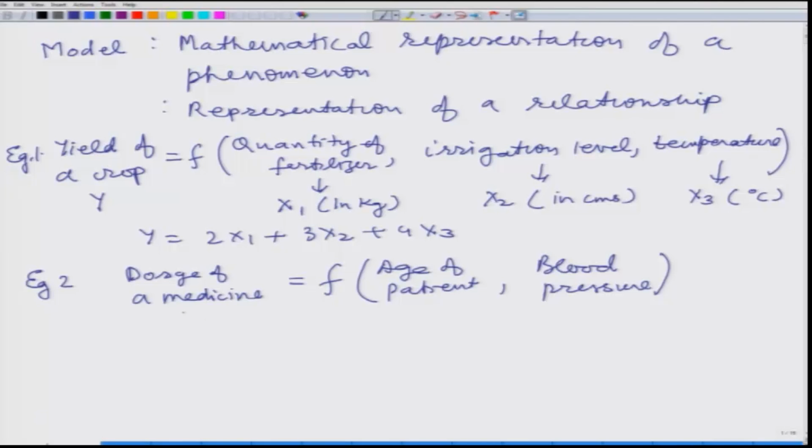For example, if I denote the dose of medicine by y, age of patient by x1, and blood pressure by x2 with some appropriate units, I can write this as 3x1 plus 4x2, or that can also be something like 2 plus 3x1 plus 4x2. These are simply mathematical equations which are trying to represent a relationship between the input variables and the output variable. So they are essentially a model.